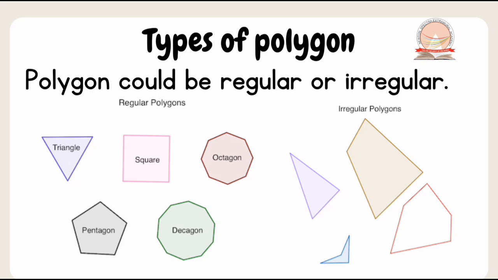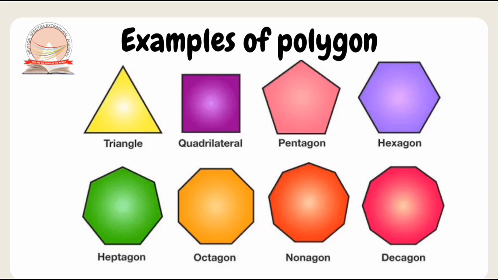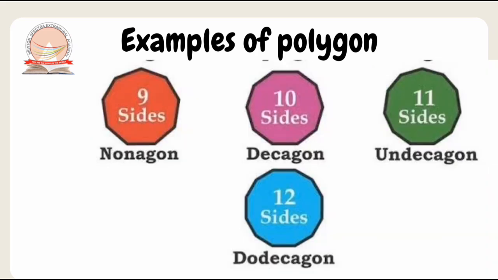Examples of regular polygons are the shapes listed at the left hand side. Examples of irregular polygons are the shapes listed at the right hand side. Starting from triangle down to decagon or dodecagon or more than that, all these shapes are known as polygons. So if we have a shape with 9 sides, we call it nonagon, with 10 sides, decagon, with 11 sides, undecagon, and with 12 sides, we call it dodecagon. All these are known as polygons.